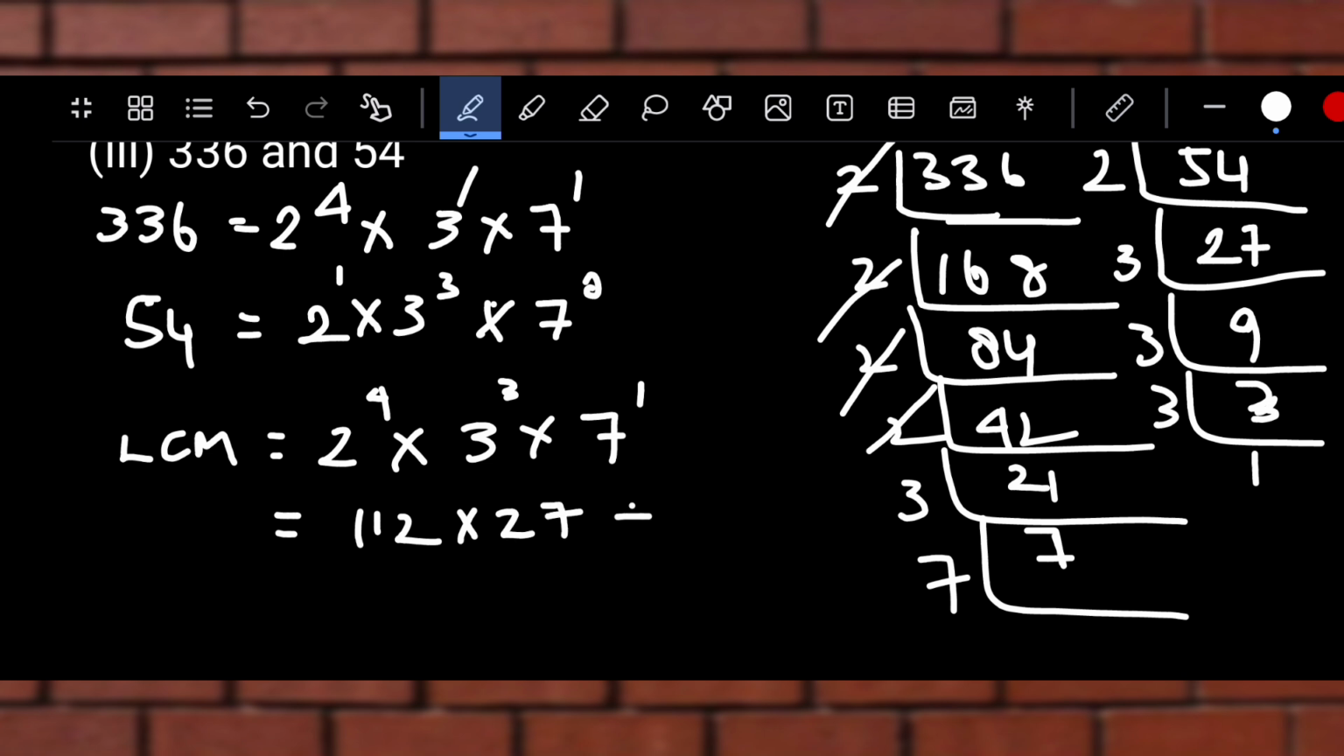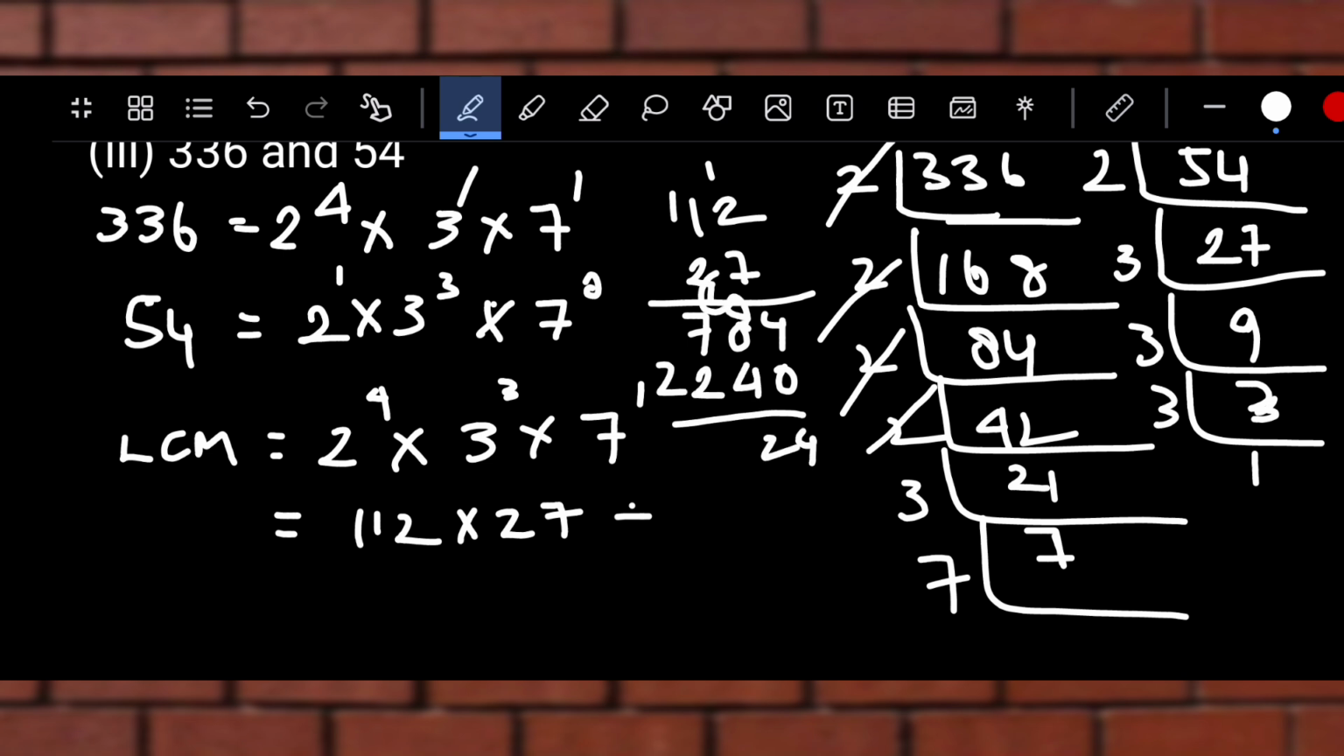Okay, I'll just do it here. 112 into 27. So what I got? The LCM as 3024. Okay, so I got it as 3024.